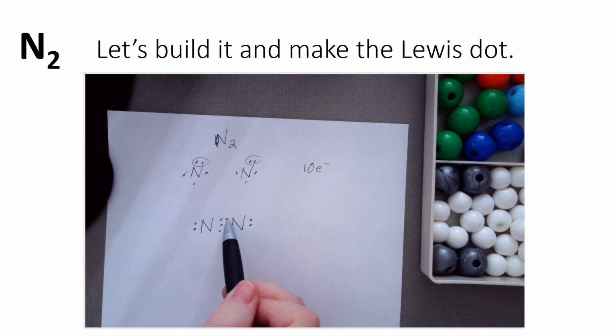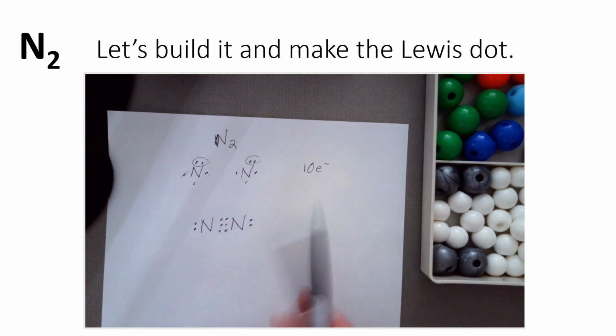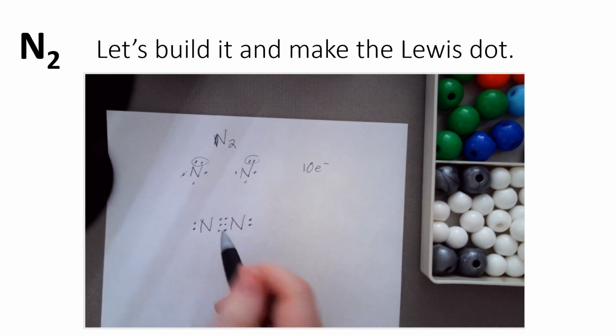2, 4, 6, 8, 10. Okay. Now I have to check each atom. Does each one have 8 around it? Well, let's check this nitrogen. 2, 4, 6, 8. Let's check this nitrogen. 2, 4, 6, 8. So do you see, by making this in between, I literally made each nitrogen have an octet. So what do we call this?